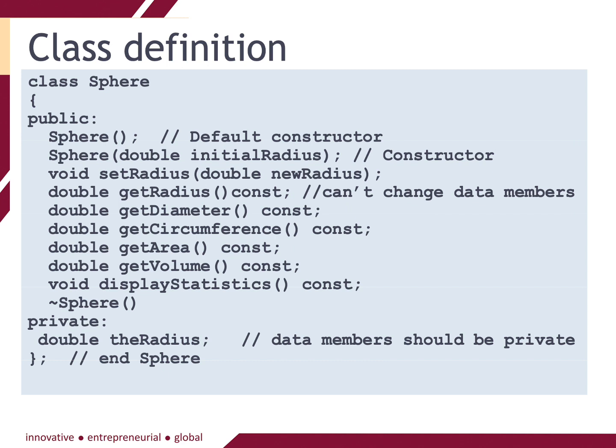This is the function for set radius. This is to get the radius, to get the diameter, get the circumference, and then the area and volume. This one is to display. And this one is considered private data. So this public part is free to be accessed, but the private part can only be accessed by function members of the same class.